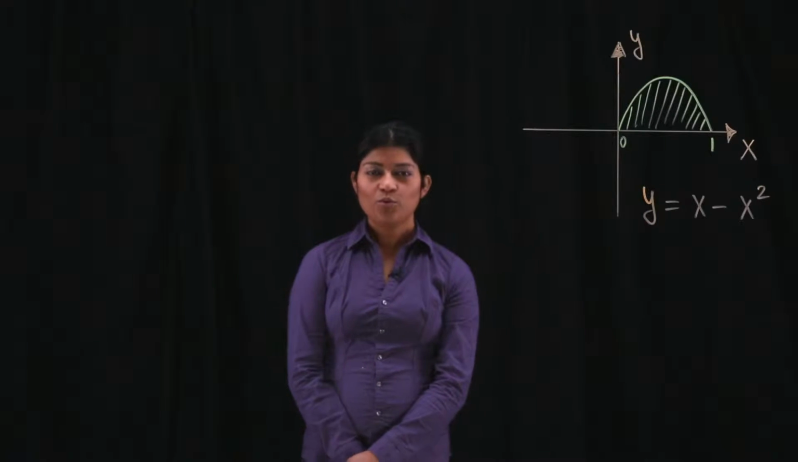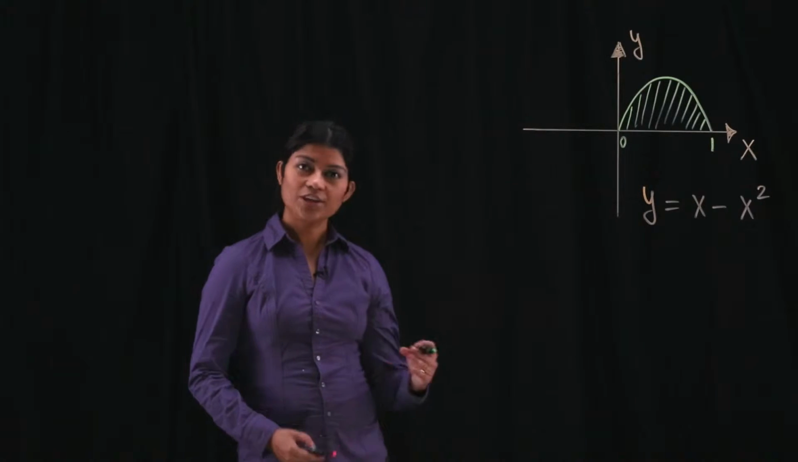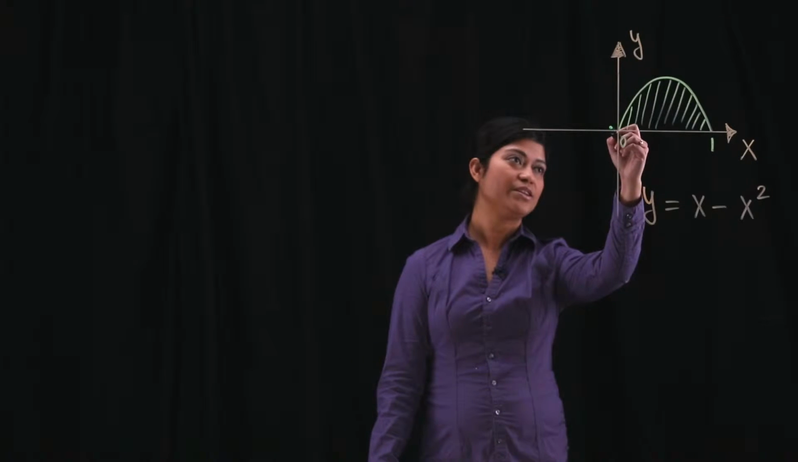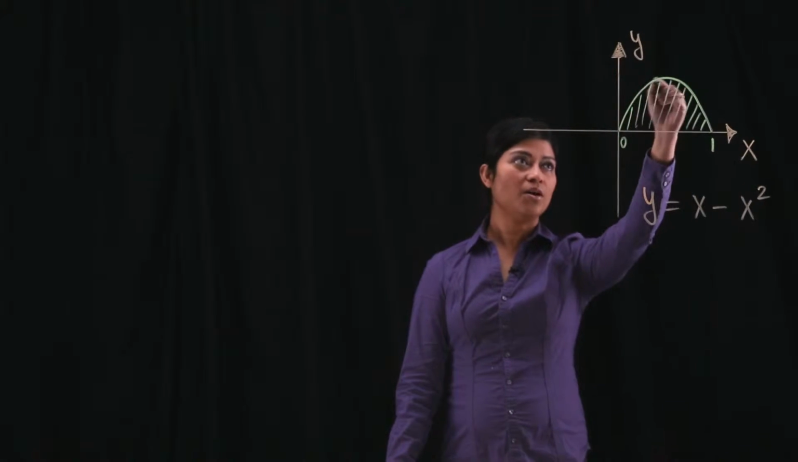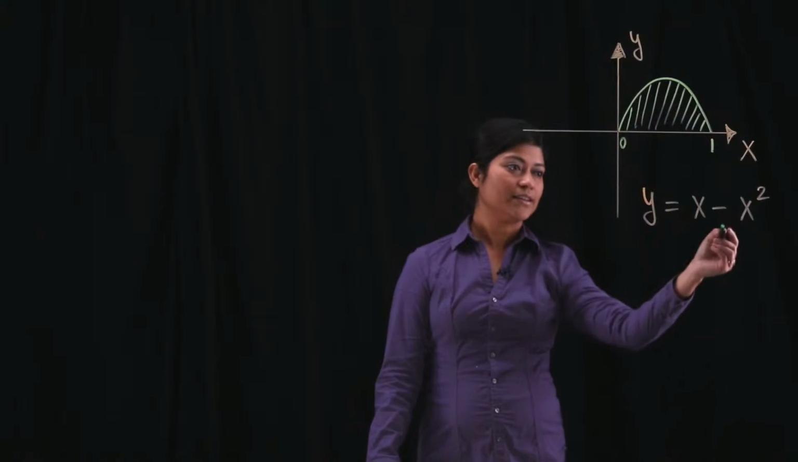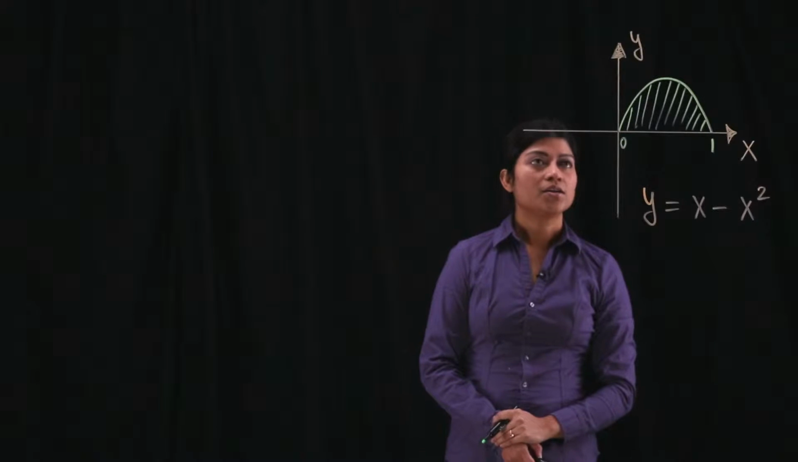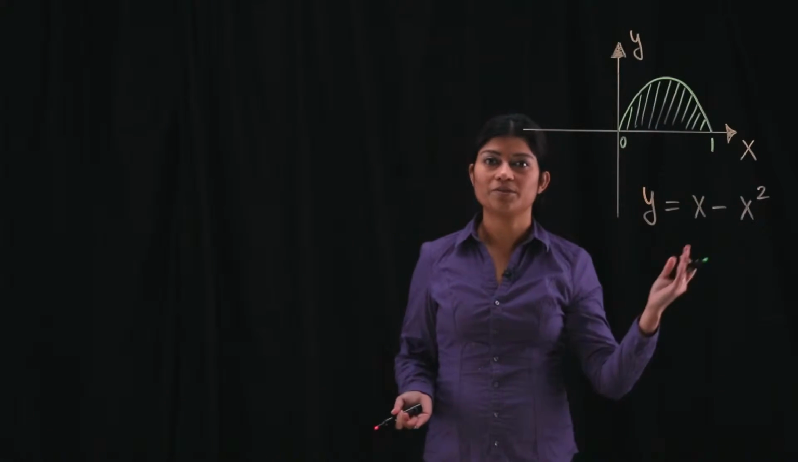Hi, I'm Papia, and in this problem, we are going to compute the area of a region. And the region is given to us in this graph. So it is the region between 0 and 1, above the x-axis and below this parabola, and the equation is x minus x squared. So how do we compute the area of such a region?